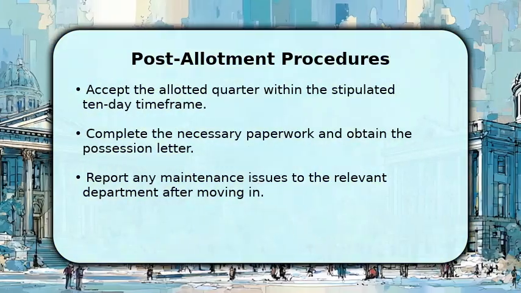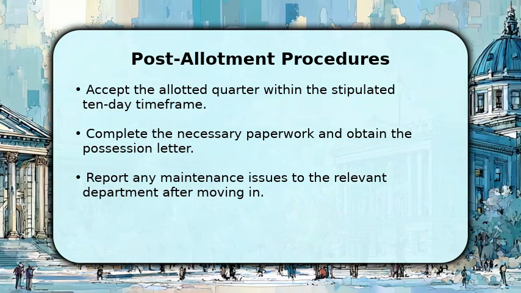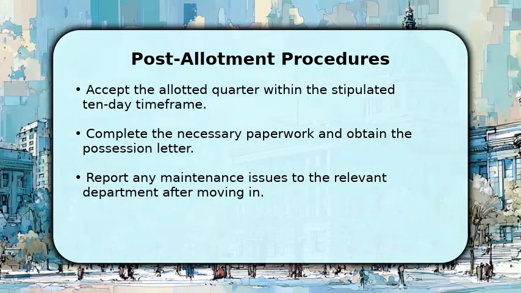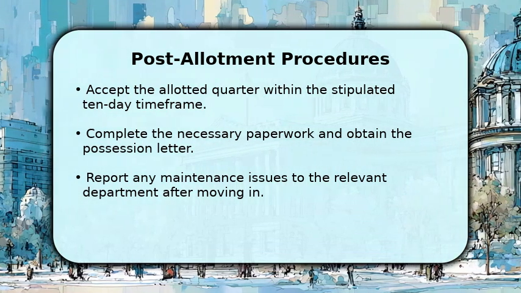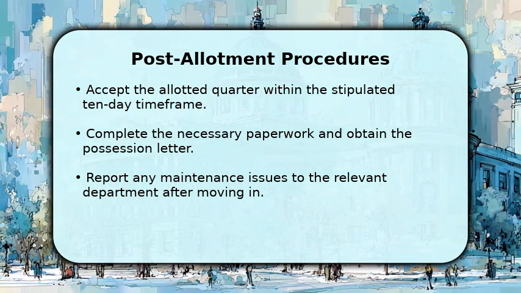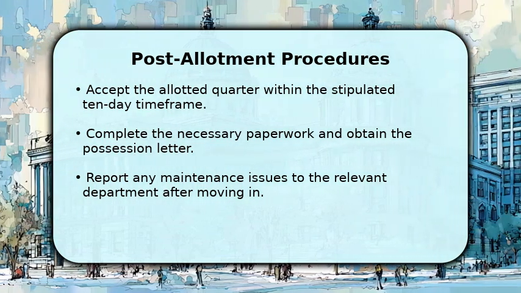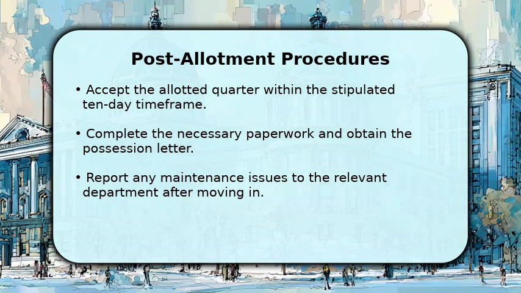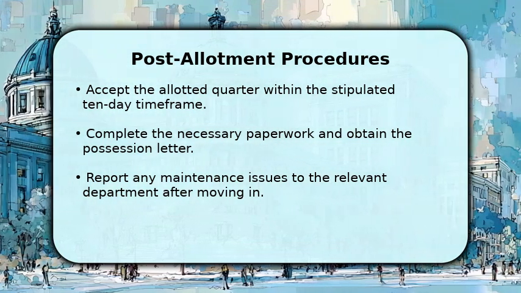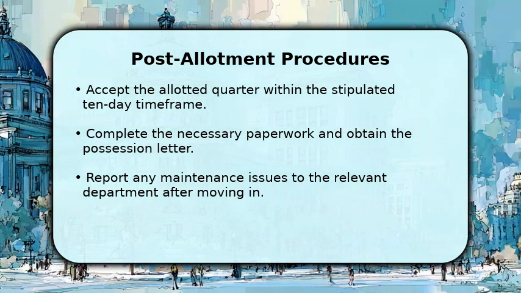Upon successful allotment, you will receive an offer. It is crucial to accept the allotted quarter within the stipulated 10-day timeframe to avoid cancellation. Following acceptance, complete all necessary paperwork and obtain the possession letter from the concerned department. After moving in, remember to report any maintenance issues promptly to ensure a comfortable living environment in your new government accommodation.